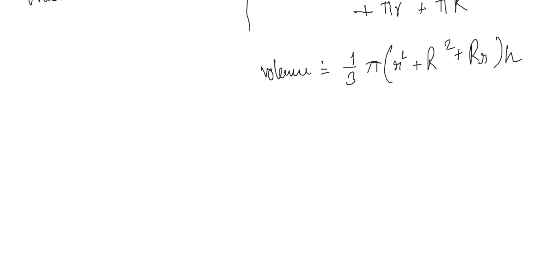Then we have polygon. So in polygon, the interior angle of an n-sided polygon is n minus 2 into 180 by n. The number of diagonals in an n-sided polygon is n into n minus 3 by 2.